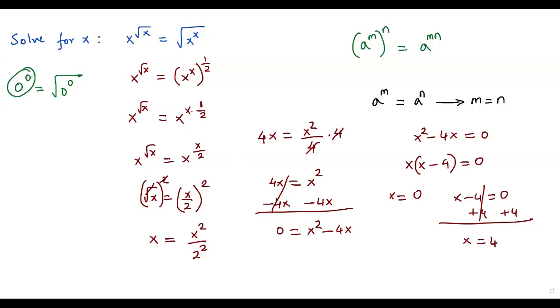So it's not valid. 0 to the power 0 cannot be considered valid. So when x is equal to 0, we don't get a valid result in the original equation. So we can ignore the first solution, x equals 0. We can consider the second solution, 4, in the given equation. The value of x is 4.